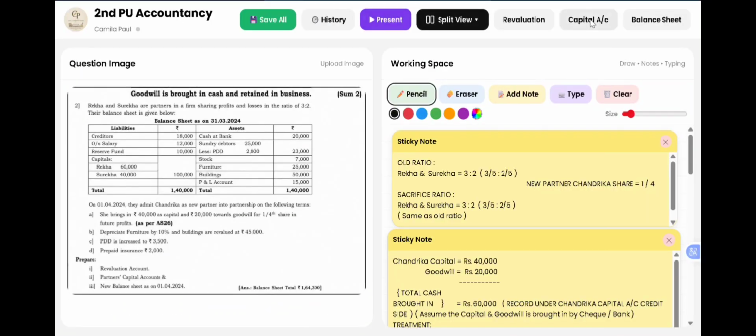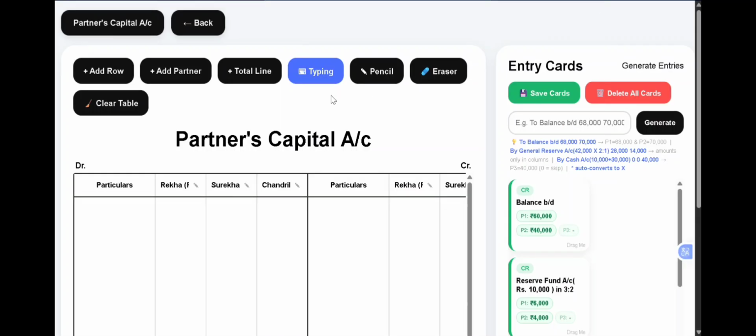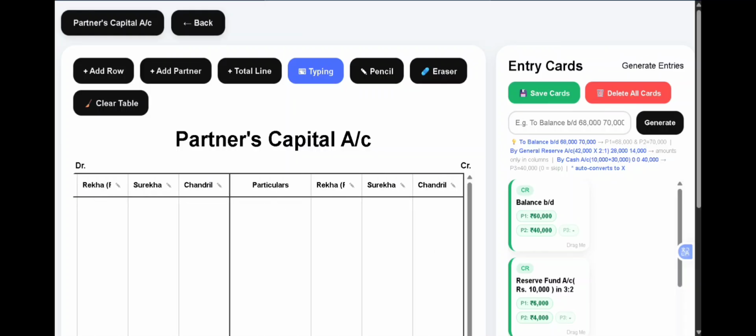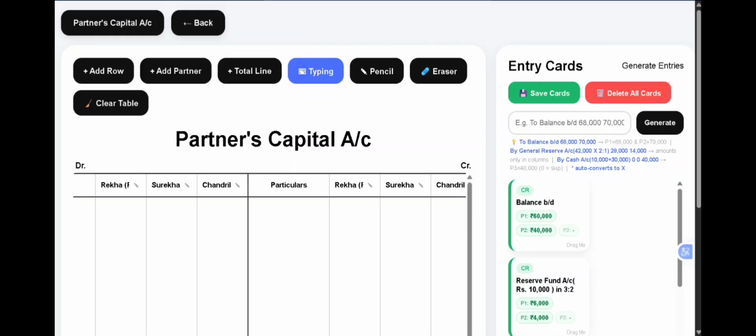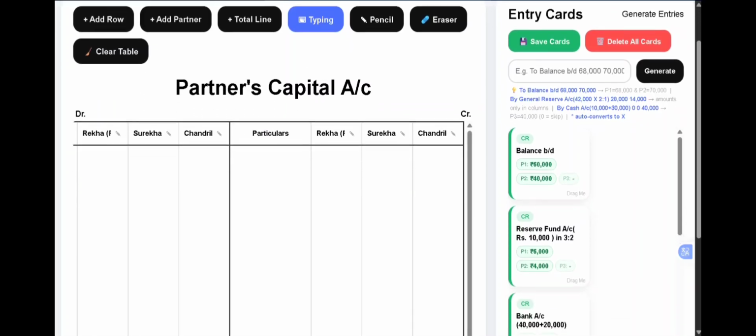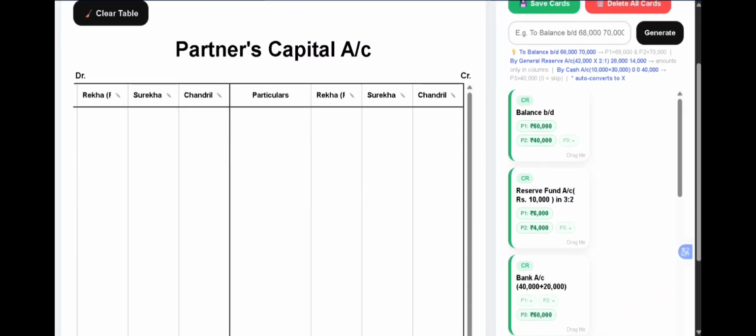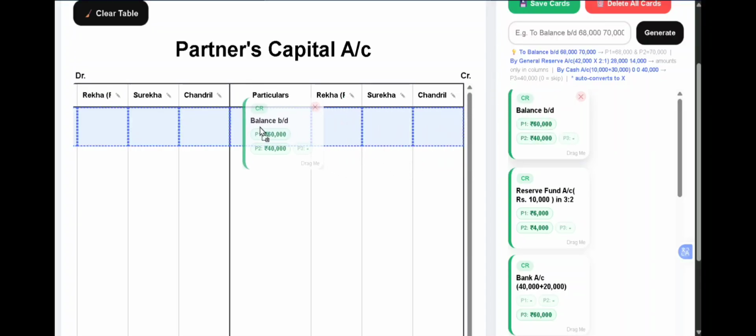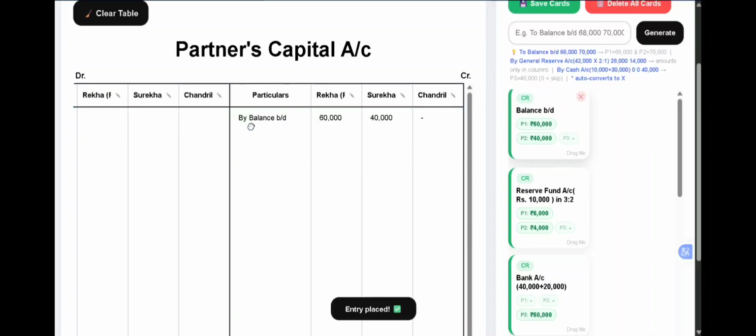So this is the format. We have three partners, so on the debit side and credit side, we have to write all three partners. First we have to bring down the balance, that is the capital of the old partners. They have given the old partners' capital, which should be brought down to the credit side of the partners' capital account as by balance brought down. The capital is for Rekha 60,000 and for Surekha 40,000.